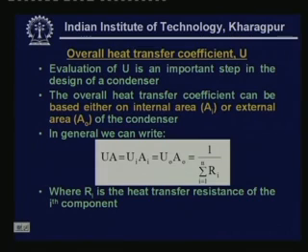So, first as I have already mentioned, in order to estimate the area we have to first find out what is the overall heat transfer coefficient U. So, evaluation of U is an important step in the design of a condenser. The overall heat transfer coefficient can be based either on internal area AI or external area AO of the condenser. And in general we can write the product UA, that is equal to UI AI, which is equal to UO AO, which is nothing but 1 by summation of Ri, from i is 1 to n, where Ri is nothing but the heat transfer resistance of the ith component.